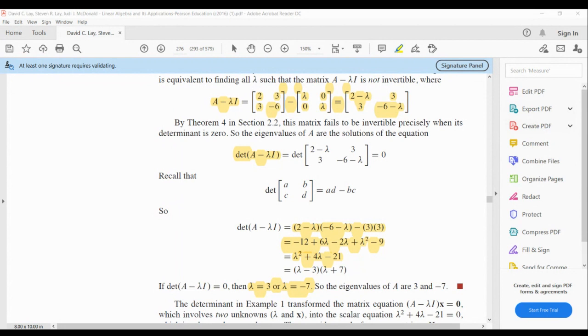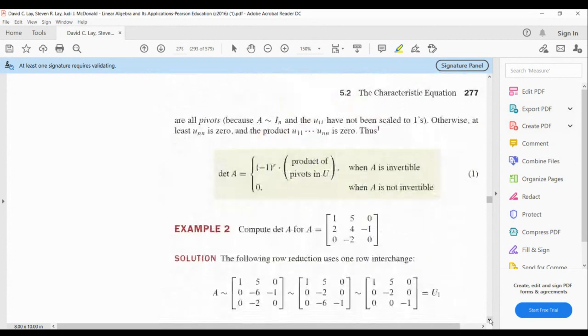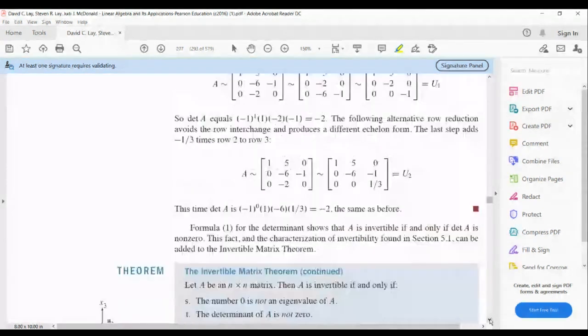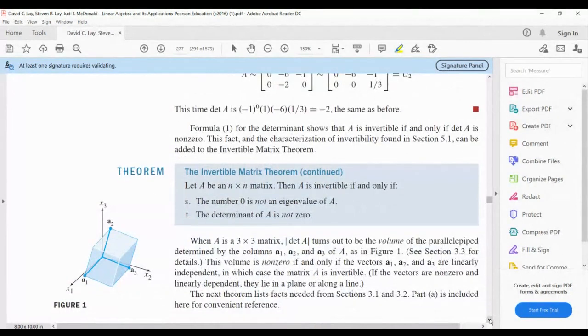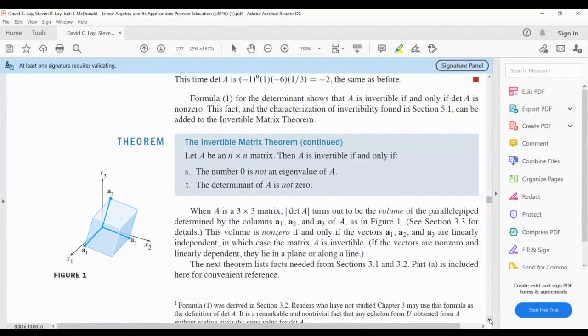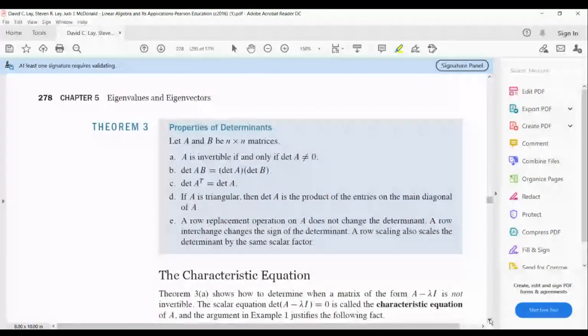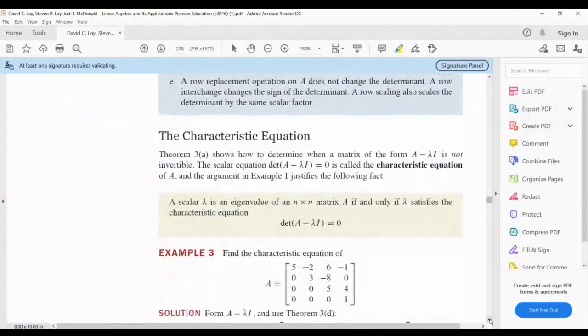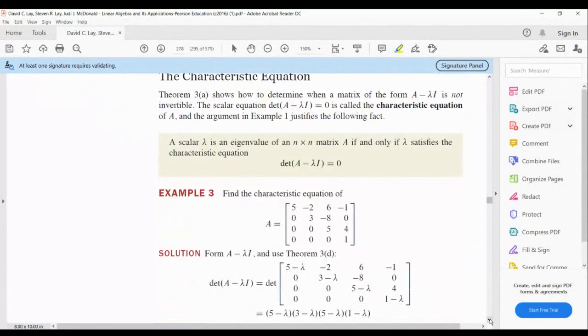Let's go forward a little bit here. I'll just kind of point out some highlights here. Okay, they extend the invertible matrix theorem a little bit more. So some interesting things here. And here's another example, Example 3. Oh, they have a 4 by 4 matrix here. And they want you to find the characteristic equation of this 4 by 4 matrix.